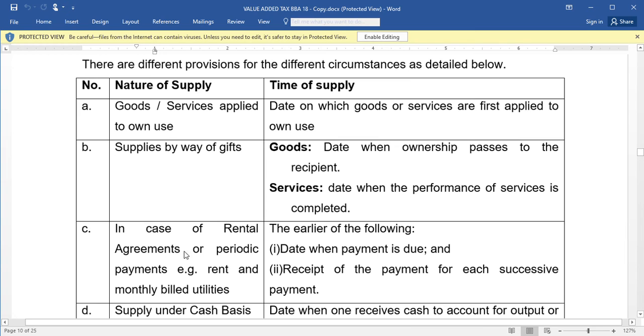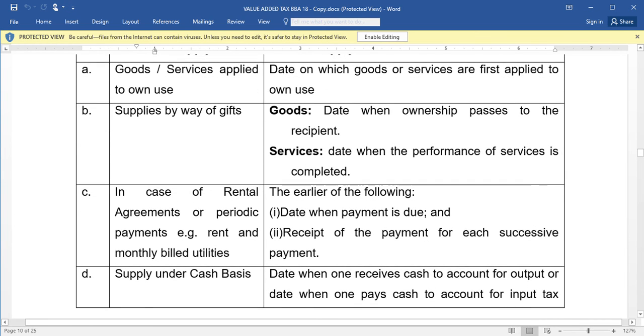Then in case of rental agreements or periodic payments, e.g. rent, monthly billed utilities, the time of supply, first, is the date when the payment is due. The date when they start demanding payment from you. Then the receipt of payment for each successive payment. So the time of supply for periodic payments, first is the date when the payment is due, and then the date on which the receipt of payment is made.